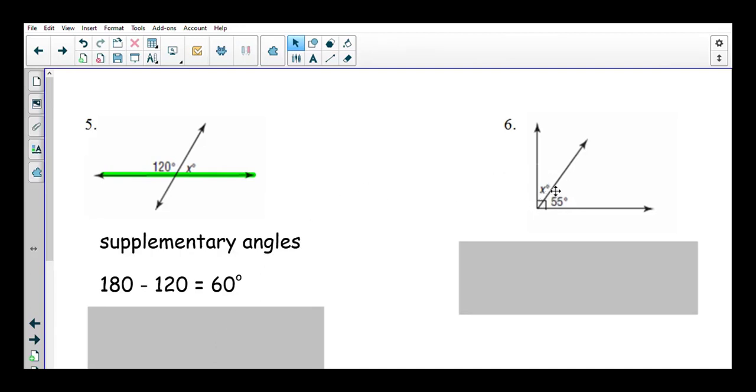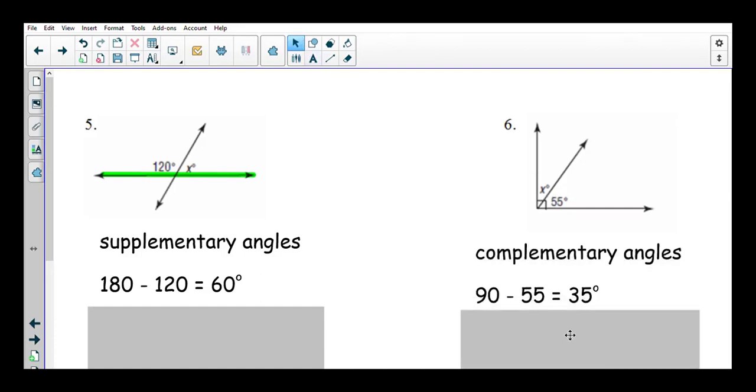Number 6, we've got that square that represents a right angle. That means complementary angles. Take 90 minus 55. That missing angle measure is 35.